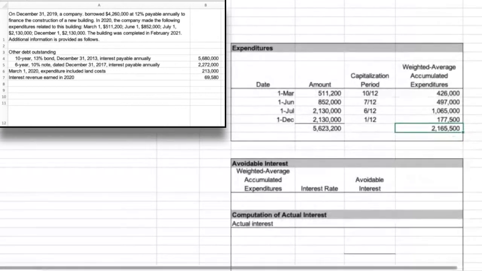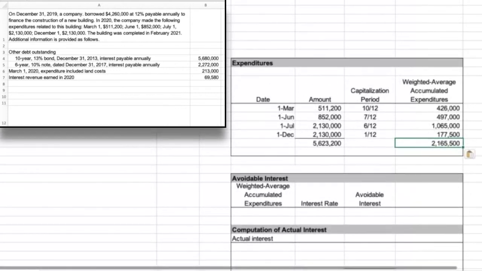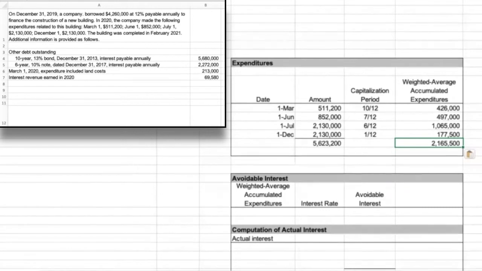Now the question is, what did that cash cost us to borrow? Well, we borrowed $4.2 million at 12%. For those of you who saw the lecture last week, as I mentioned, we start with the specific debt. If there is specific debt for the construction, that's the debt we use first. In this case, the specific debt was $4.2 million and our average expenditures were 2.1, so the full amount of expenditures is covered by the specific debt.